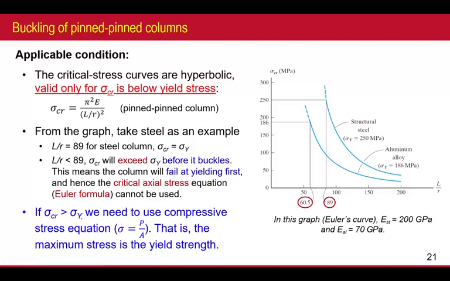So, from lecture 1, for these two we should consider the cases. Sigma CR must be less than sigma Y for buckling. If sigma CR is greater than sigma Y, that means this is for plastic deformation. So that's the different failure mode.